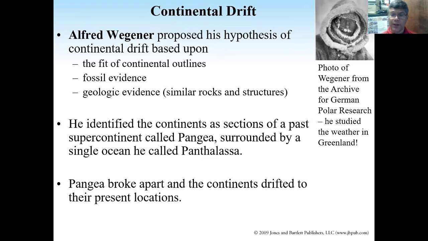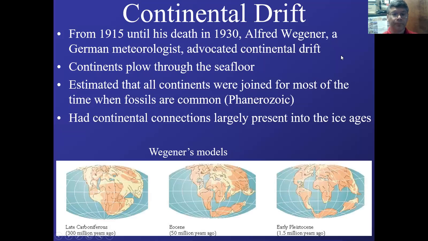Wegener, based on these lines of evidence, proposed that all the continents had been attached together in the supercontinent of Pangea, Pan, all, Gea, Earth, and ocean around them, Panthalassa, Thalassa is ocean. Pangea then breaks up, and the continents drift to their present locations. In his model, the continents moved along, plowing through the seafloor.